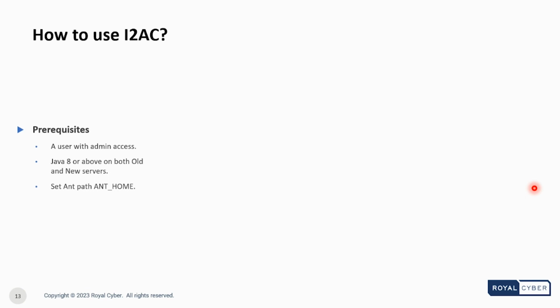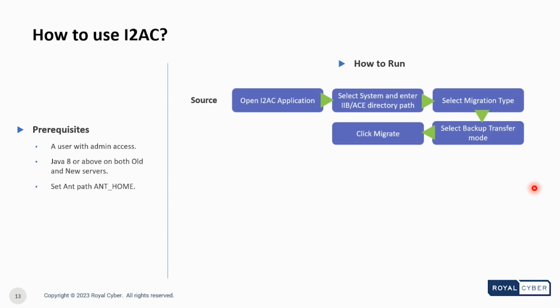Once this is done and you have ACE installed on the target server, let's say, right? The first thing you would do on the source server where your IIB server is present is have this application copied over to the server. You open the application, simply select the system, which means is this the source system or the target system, right? And then you would enter the path where your IIB or App Connect is running. You select the migration type, is it extract, parallel, or replace, and you would select the backup transfer mode. Are you going to save your backups locally, or do you want to store it on a file server? And you just hit migrate, right?